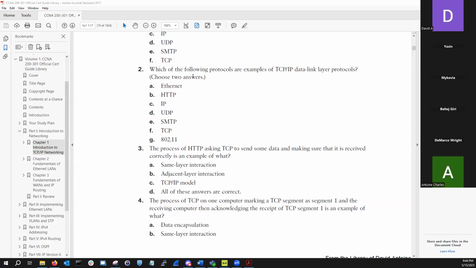Same layer interaction is basically when the communication happens between two different hosts. In adjacent layer interaction, the communication happens for adjacent layers like layer 2, layer 3, or layer 3 or layer 4. So HTTP is the application layer asking TCP, which is basically the layer 4.